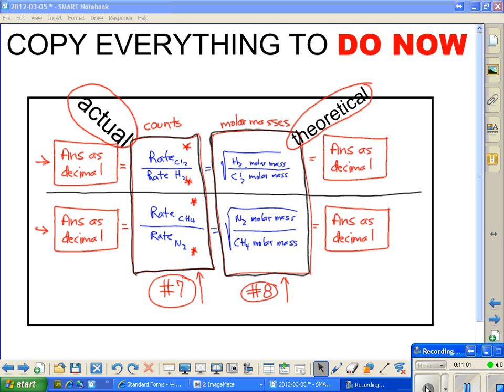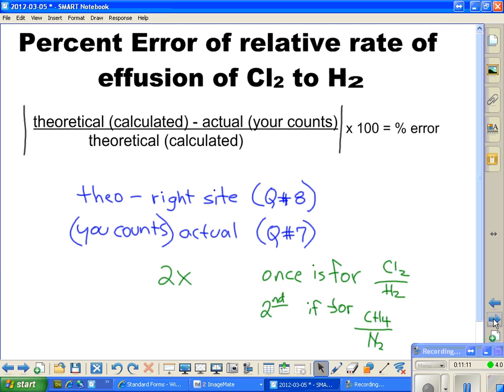Okay, I changed the top of this screen to read copy everything to do now in bigger form because for some reason we weren't getting it the first time around. Okay, so now we're going to percent error for the relative rate of effusion of chlorine to hydrogen, and then we're doing the other one, which is from methane to nitrogen. Now, you did this before in the lab, and we've used it once or twice since, but I thought since it's been so long, we needed to see this again.